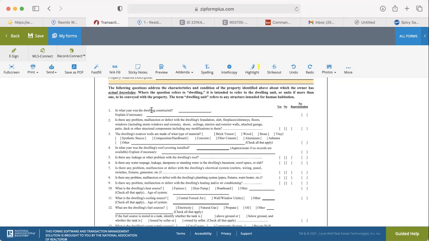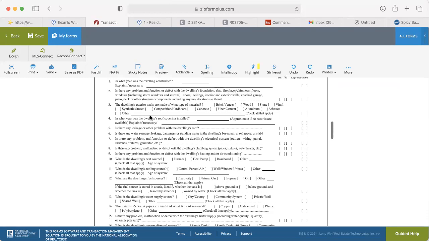So number one is the year the dwelling was constructed. They would fill that out, or if they don't know, they hit no representation. Then what are the exterior walls made of, or what is the siding on the house? And they would check the appropriate box here.